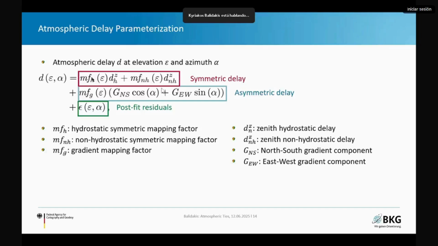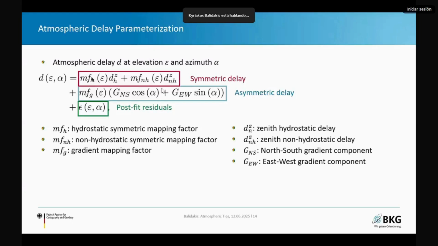Let's say that you have a station of interest. What you do is ray tracing at 10 different elevation angles, starting from 3 degrees up to 90 degrees. And you do this for many azimuths. So you start looking at the north, and then you turn, for example, 30 degrees, 60 degrees, 90 degrees, and so on, 270, 300 degrees. So you now have all these ray traced delays.